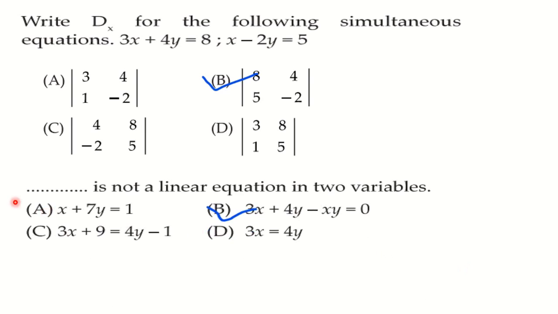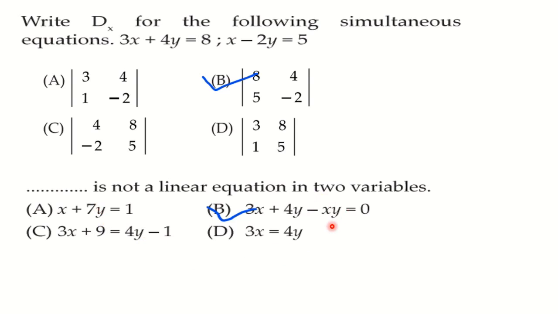Next. Dash is not a linear equation in two variables. So this is a very easy question. You know the standard form, ax plus by is equal to c. What does this mean? Your equation should have two variables and the degree should be 1. Here you can observe that everywhere the degree is 1, and x and y are present everywhere. So these all are linear equations.